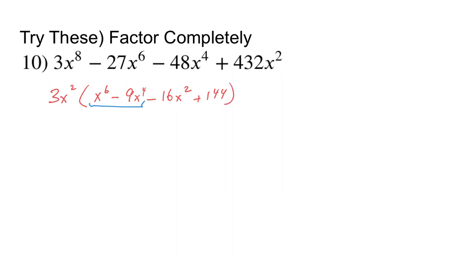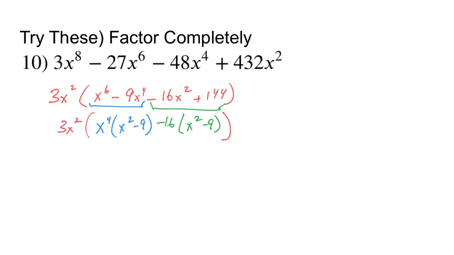I'll look at these 2 terms, figure out what they have in common. That's an x to the 4th. I'll look at these 2 terms and say, what do they have in common? That's a 16. And I got x squared minus 9 left over. Now, got to be really careful. That's all in a big set of parentheses, and you still have that 3x squared out front.